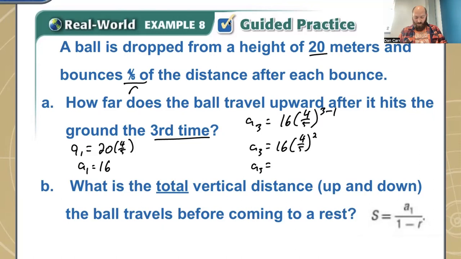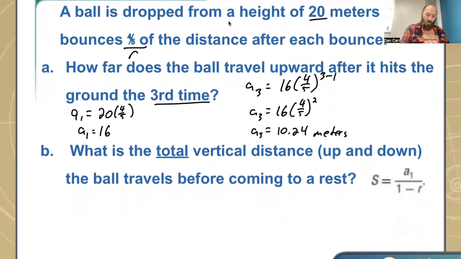So I have 16 times 4/5 raised to the second power, and I'm going to get 10.24. And this is going to be meters for that one. So after the third bounce, it reaches a height of 10.24 meters.